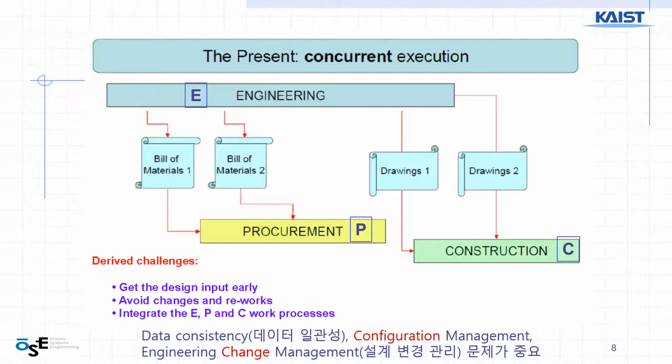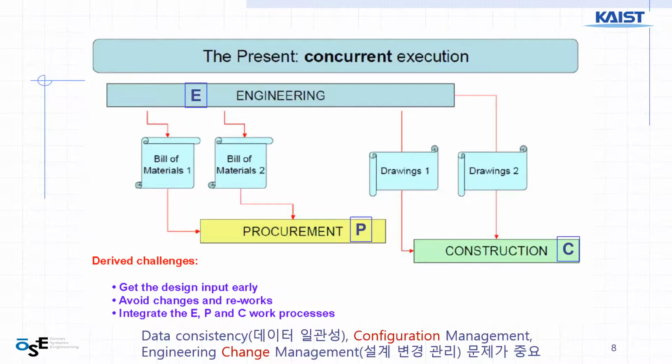So the challenges, complications or difficulties in design input should come as early as possible. And then there can be many changes during procurement and during construction. So how can we reduce the number of changes? And also, because of the change, there can be a rework of procurement or rework of construction.